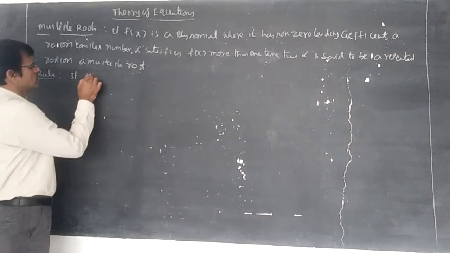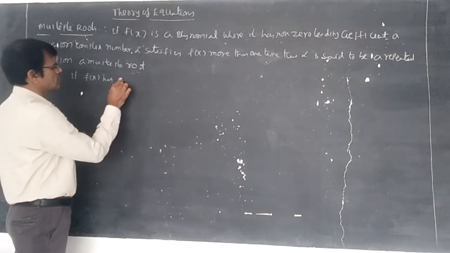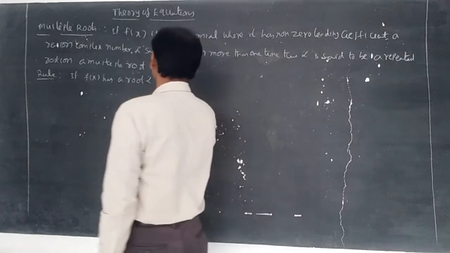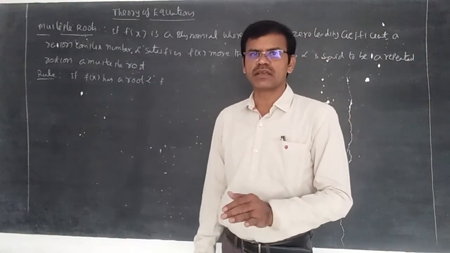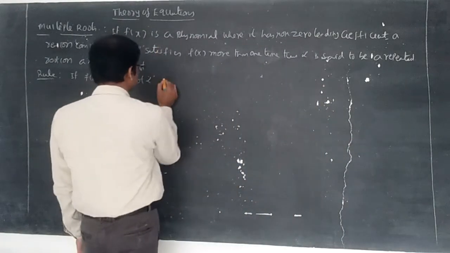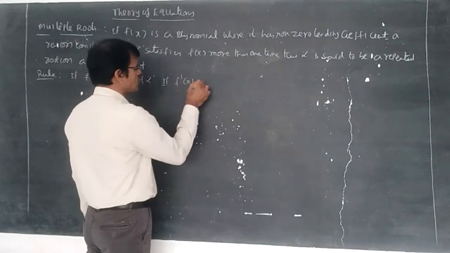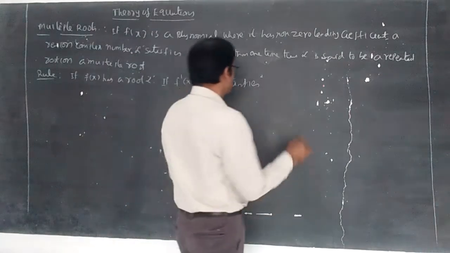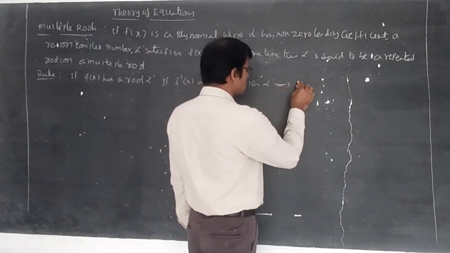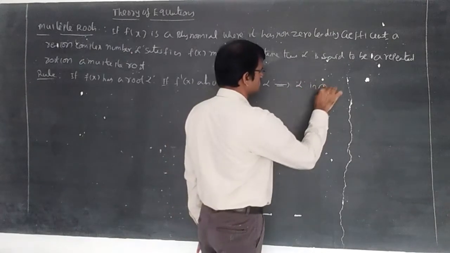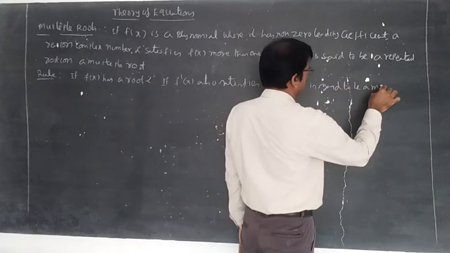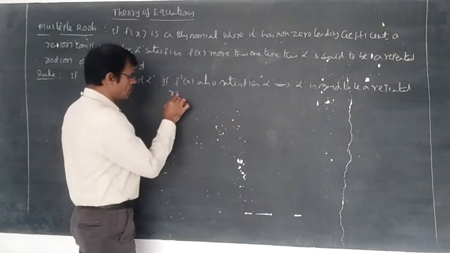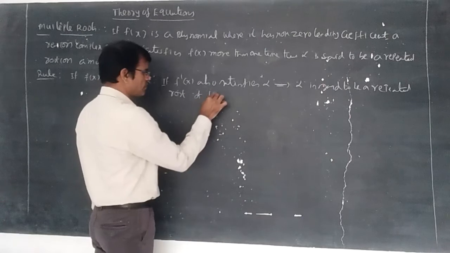If f of x has a root alpha, I mean alpha satisfies the equation f of x, and if f dash x also satisfies alpha, here dash means derivative, that implies alpha is said to be a repeated root of 2 times. Repeated root of f of x twice.